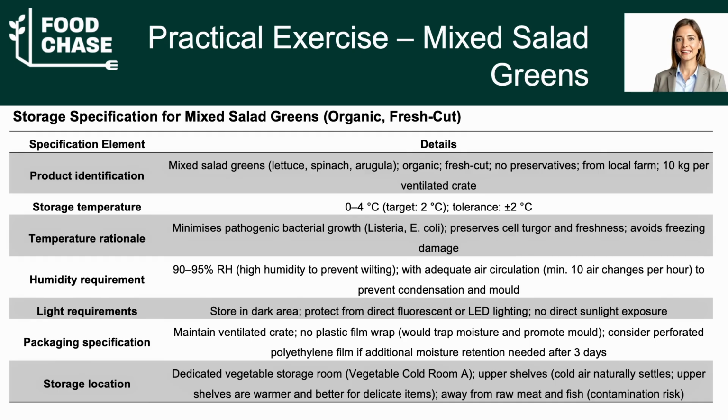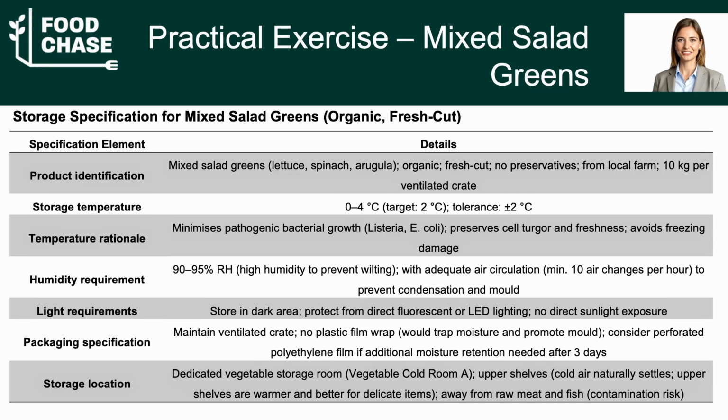Here is the completed specification for the organic salad greens. Let me walk you through the reasoning. Storage temperature: 0 to 4 degrees centigrade with a target of 2 degrees and tolerance of plus or minus 2 degrees. Why? Listeria, which is the pathogen of greatest concern in ready-to-eat produce, can grow slowly even at 4 degrees, but 2 degrees is even better. The tolerance allows for measurement error and minor fluctuations. Temperature rationale: this range minimizes pathogenic growth and preserves the crisp texture and nutrients.